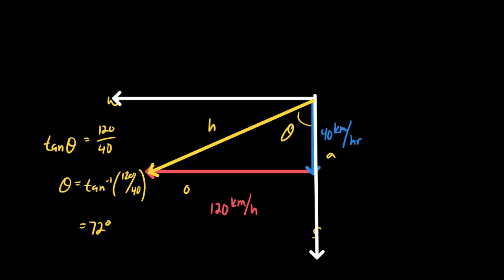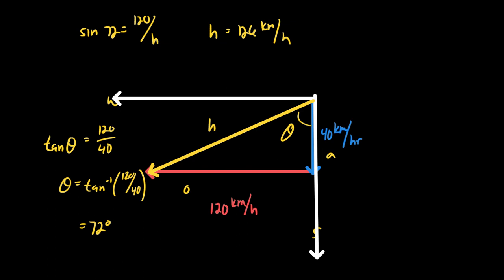Right? Now, I could continue to use trig to find the hypotenuse. I would just need to pick a different ratio of sides. So I could say, well, sine of 72 has to be 120 over h. And this will help me figure out that h is 126 kilometers an hour. But I could check my work or find that differently by doing Pythagorean theorem, which is probably easier.